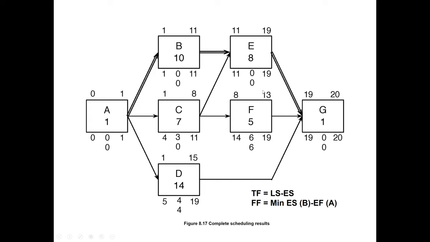So if we delay 1 day, instead of 13 it will become 14. If we delay 2 days, it will become 15. Okay. So we have 6 days, and it will not affect the completion time. Like if we delay 6 days, it will be 19. So you can start the next activity on 19, and it will not affect the completion time of the project. So with this, we have finished this all.